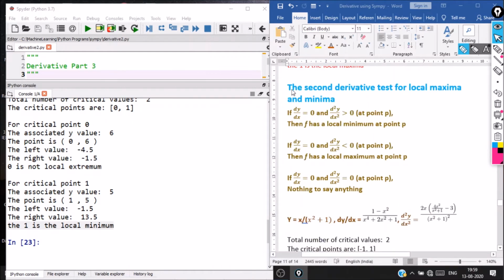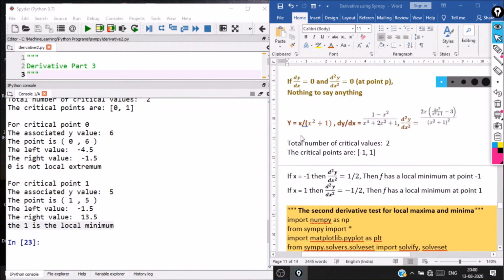Now we can see the use of the second derivative test for local maxima and minima. If dy dx is equal to 0 and d2y by dx square is greater than 0 at point P, then f has a local minimum at point P. If dy dx is equal to 0 and d2y by dx square is less than 0, then f has a local maximum at point P. But if dy dx is equal to 0 and d2y by dx square is equal to 0 at point P, then there is nothing to say.